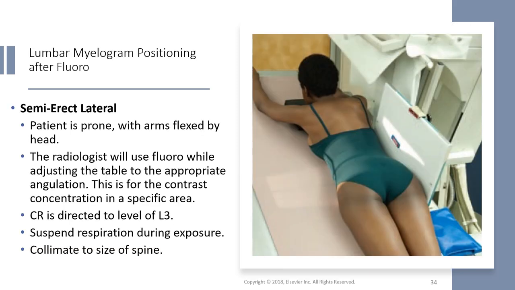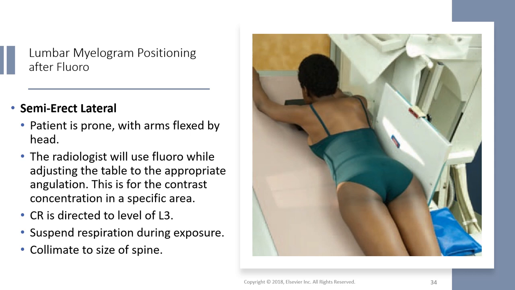Lumbar spine positioning after fluoro. They call this a semi-erect lateral. No matter which way you look at it, it's a cross-table lateral. It's just they might have the patient semi-erect to have the contrast where they need it to be. So anyhow, this is a semi-erect lateral. It's really a cross-table lateral.